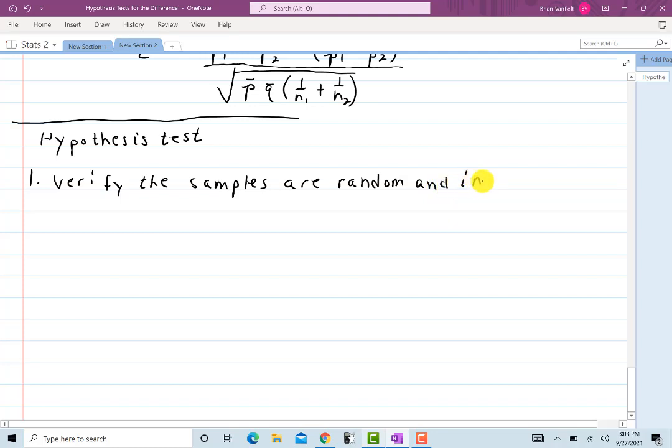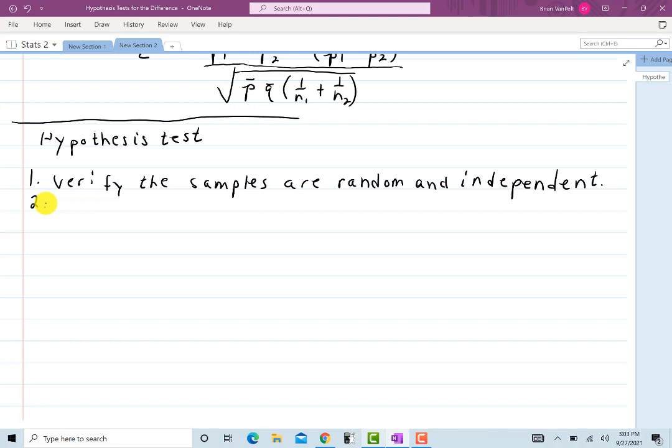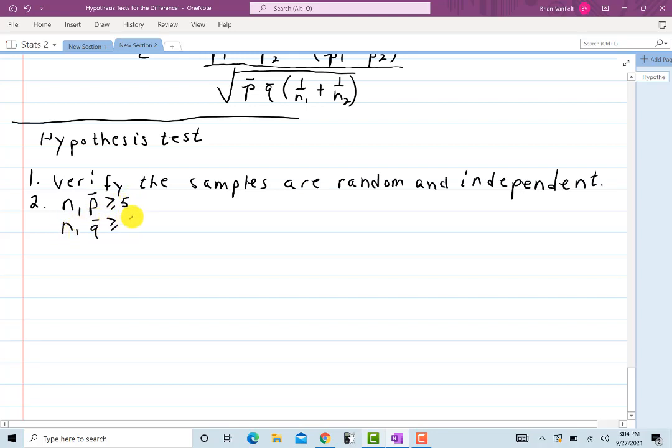Something we'll usually assume throughout all of these problems anyways. Part 2, we have to do just like before, where you have to show that NP is greater than or equal to 5 and NQ is greater than or equal to 5. Now we have to show it for all possibilities. N1P bar needs to be greater than or equal to 5. Then I need N1Q bar to be greater than or equal to 5. N2P bar is greater than or equal to 5. And then N2Q bar is greater than or equal to 5. So we have to verify all 4 of those things.